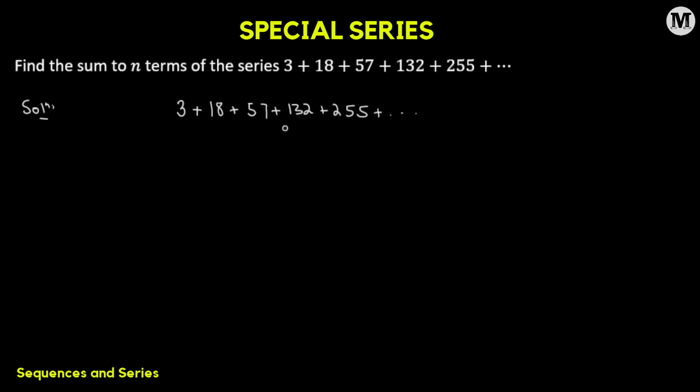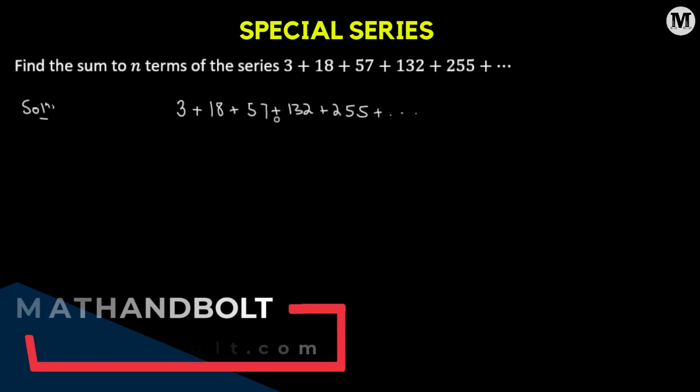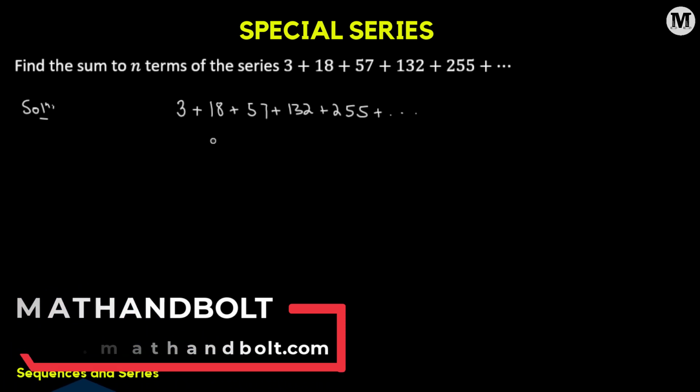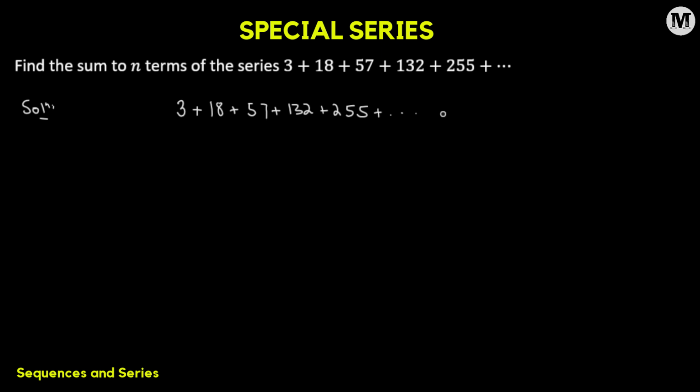Now, clearly, this is not an arithmetic series because there is no common difference. And also, it's not a geometric series because it does not have any common ratio. But what we can do here, we can find a pattern to find out the nth term of the series, and I'm going to denote that nth term as Tn. So let's say this series is denoted by Sn, where Sn represents the sum to n terms and Tn represents the last term or the nth term of the series.